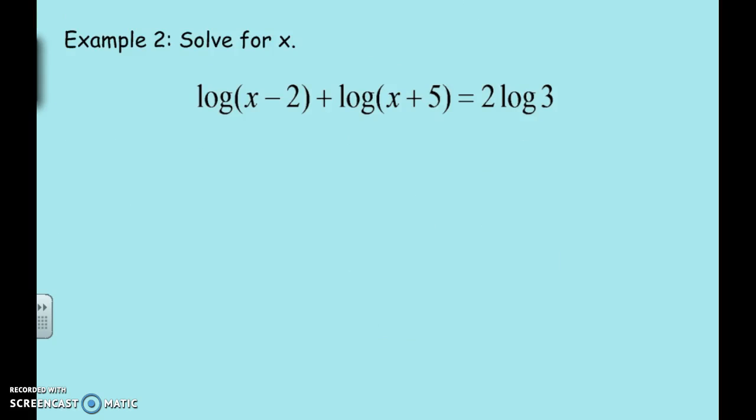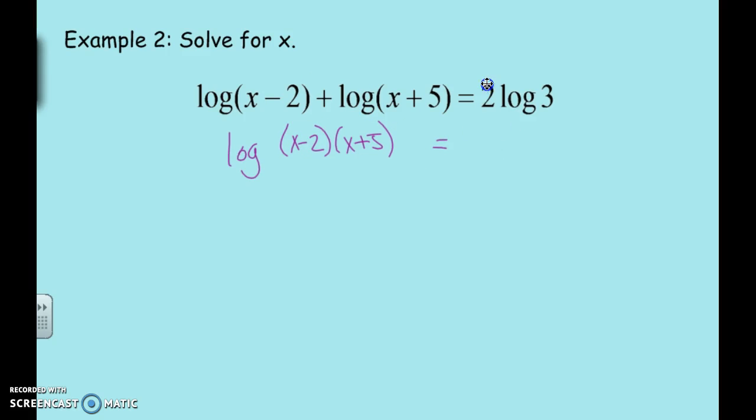Let's go ahead and look at one other example. I'd like to look at an example where it's a little bit more complex and walk through all those different areas. As I look at this problem, I see that we have logs on both sides, but we're adding these two logs together. That's a pretty complex problem. So I know that my properties say that I can take log of x minus 2 times log of x plus 5 if I want to condense it into a single logarithm.